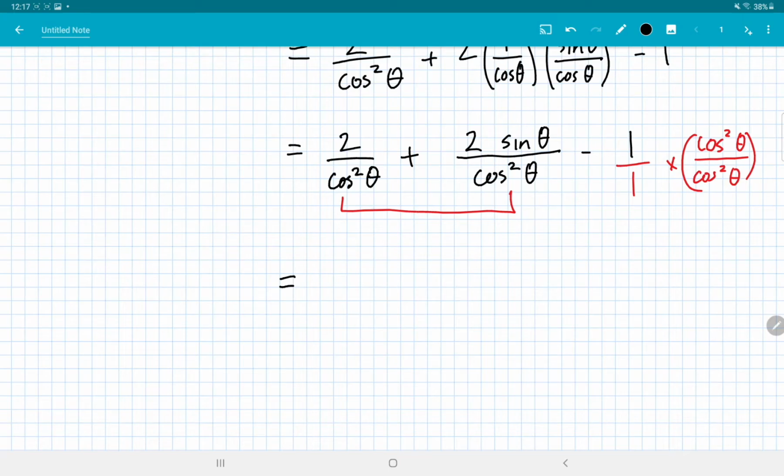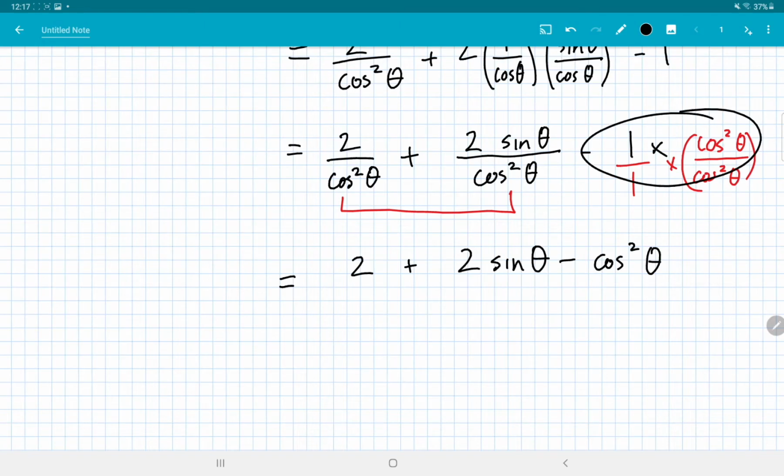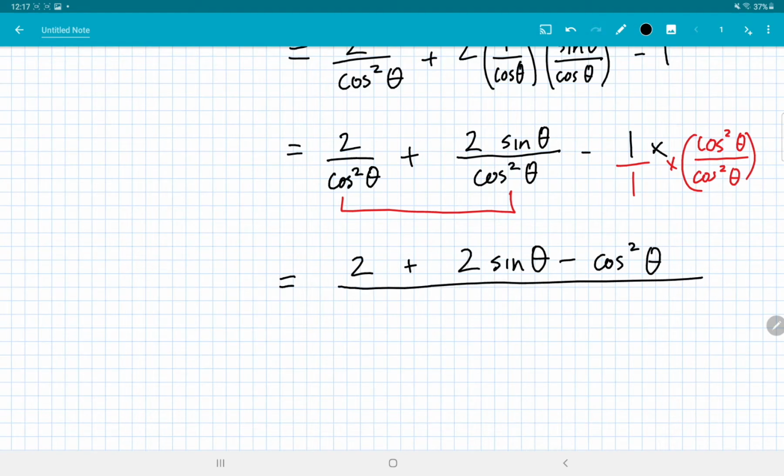So now we know that all of these terms have the same denominator. So it's going to be easy to write 2 plus 2 sine theta minus cosine squared theta. Why cosine squared theta? Because we had negative 1 times cosine squared theta up above in that last step. Okay? And then all over, well, we know what this is going to be because it's the whole reason why we did it, cosine squared theta.